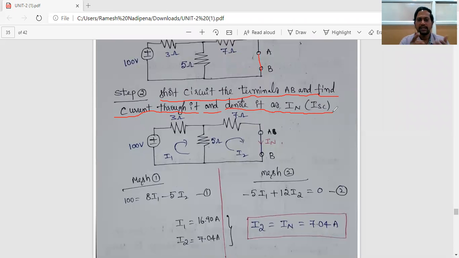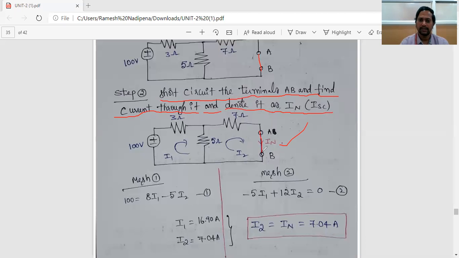So what is step one here? Remove the required branch through which current is to be found and mark the terminals AB. What is step number two? Short circuit the terminals AB and find the current through it, which is denoted as IN or ISC, that is the short circuit current or Norton's equivalent current. Right? Now see here, this is the modified diagram. Now we have to calculate the current passing through AB.